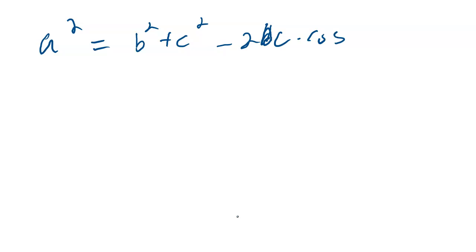Find the smallest angle. There's that postulate in geometry: the largest angle goes with the largest side, and the smallest angle goes with the smallest side. And we want the smallest angle, so therefore I want to use this form of the formula. A squared is equal to b squared plus c squared minus 2bc times cosine angle A. And we're looking for cosine angle A.